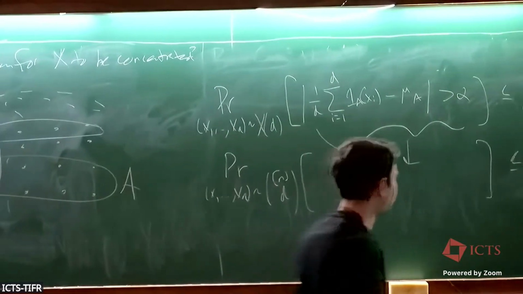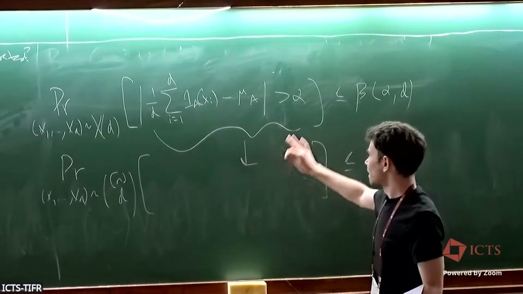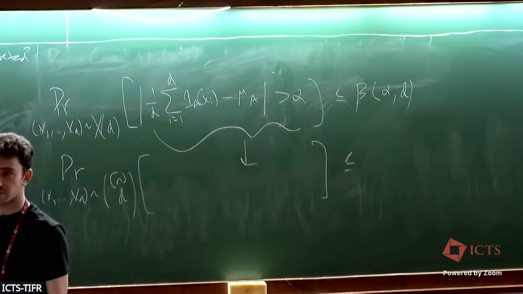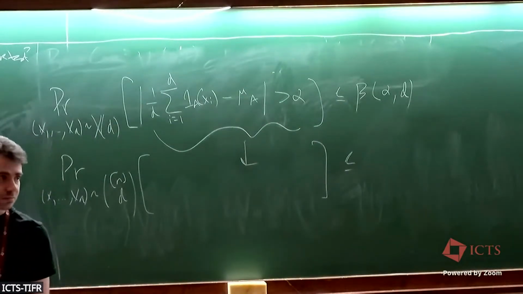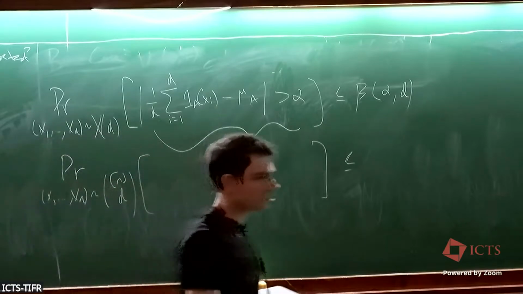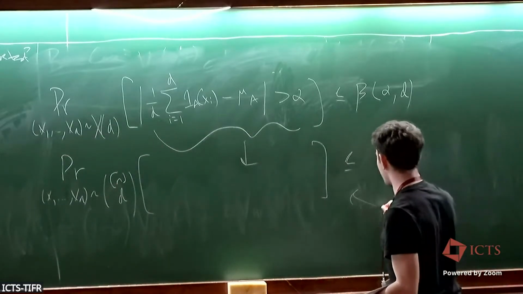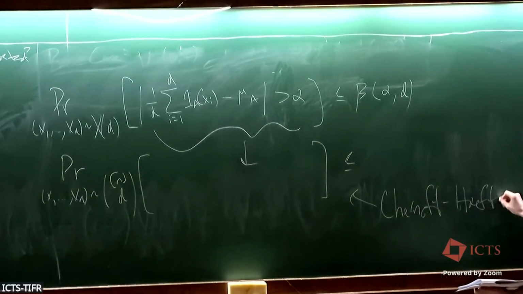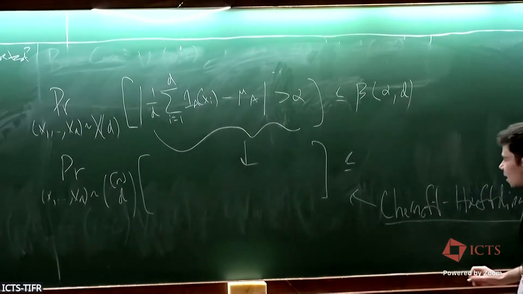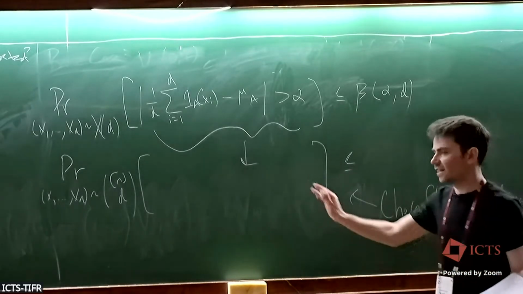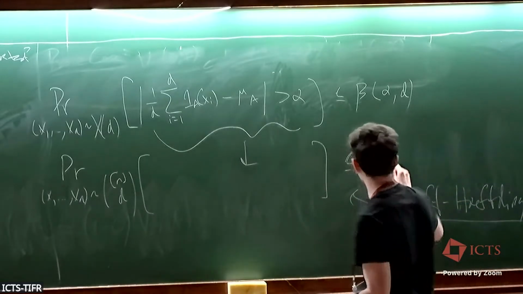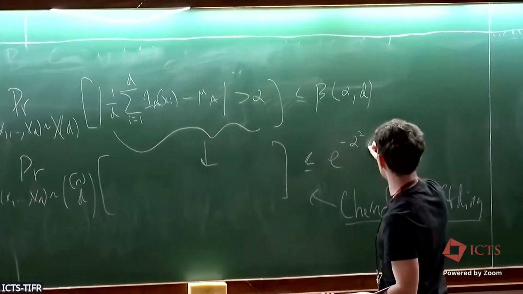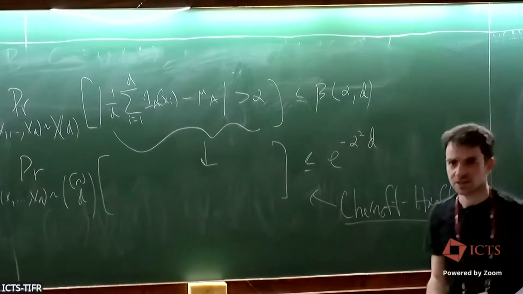So somebody tell me what is beta of alpha, d? What's the probability that my expectation is off by more than alpha if I pick d completely random vertices? Yeah, this is Chernoff-Hoeffding. Without replacement, technically. It's negatively correlated, so Hoeffding, I think, proved that. But this should be something like, ignoring constants, e to the minus alpha squared d, if you're not being all that careful.